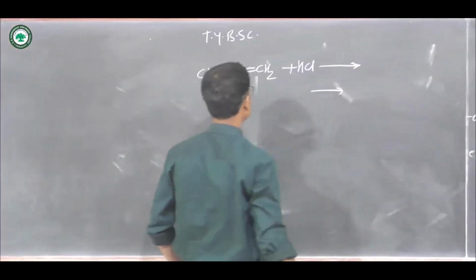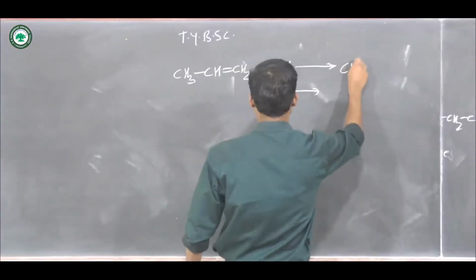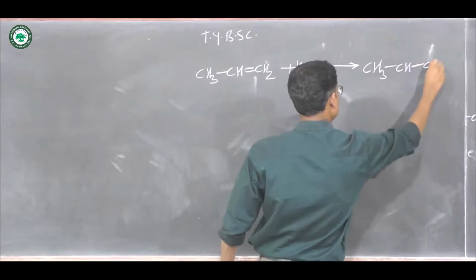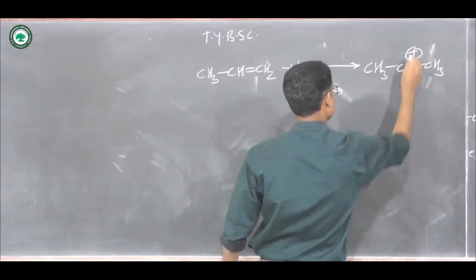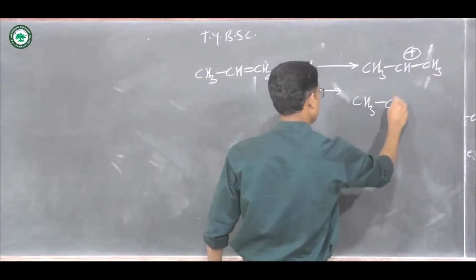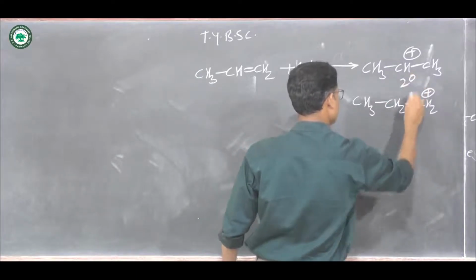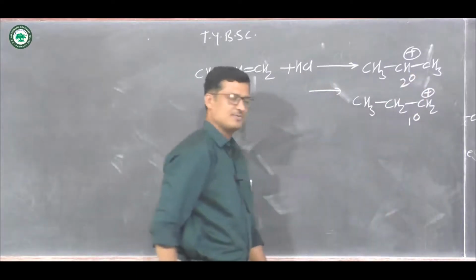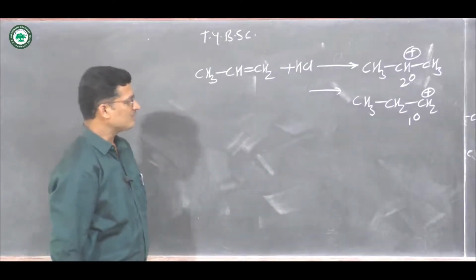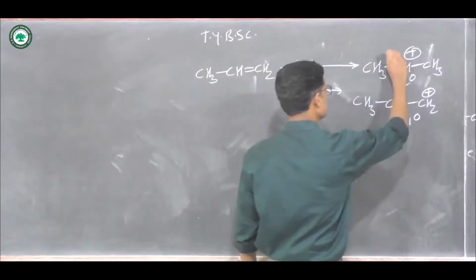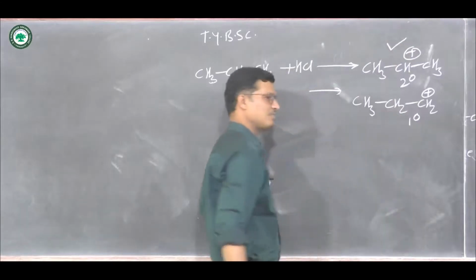There are two probabilities after addition of this, and there is formation of this carbocation in the first step. And what is the second probability? Formation of this carbocation. It is secondary, this is primary. And which product is major in this case? This one. This product is major, this product is minor.